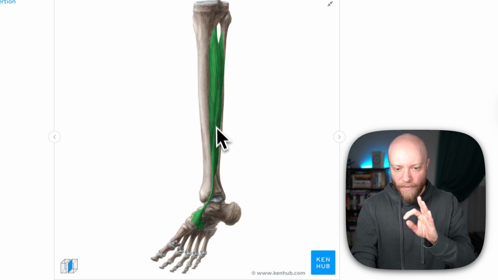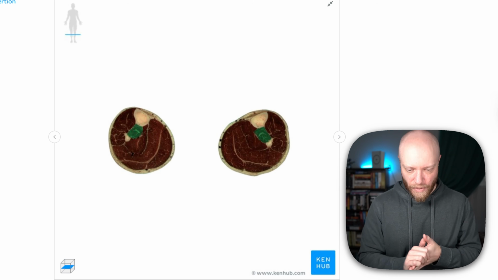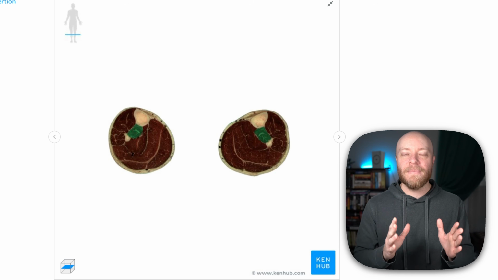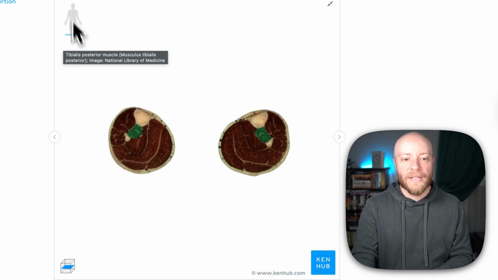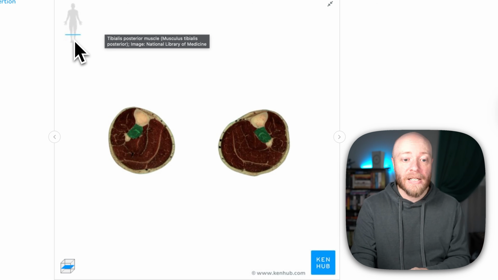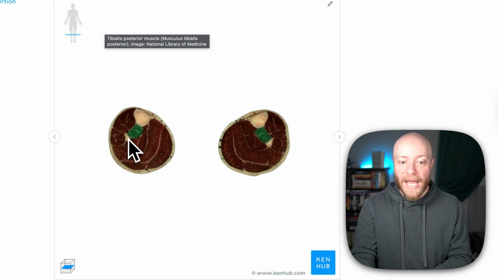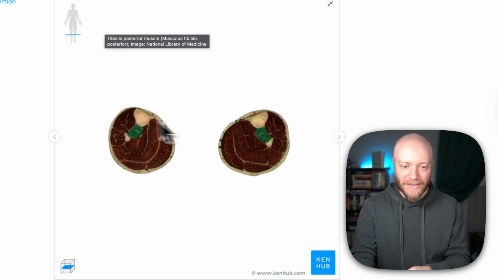And before we get to this, I want to go over to this cross-sectional view to give you an understanding of just how deep this is. So as you can see, what we like to do in these images is put a little indicator as to where in the body this cross-section is occurring. So this is actually pretty close to the knee. It's towards the top of the proximal crus, but it's just below the knee. We can see the tibia, you can see the fibula, and then we can see that right in between them is the tibialis posterior. And you can see that on this side as well.